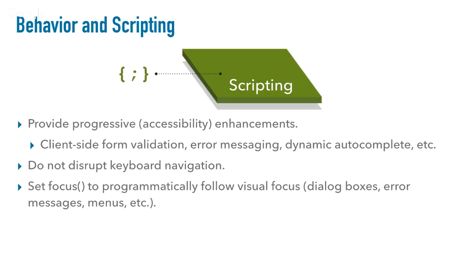We need to make sure we don't break keyboard accessibility. Very often that's a problem with these types of dynamic content or dynamically generated things within the page, particularly single page applications. We may need to use scripting to enhance accessibility to allow programmatic focus to follow the visual focus. When a dialog box opens, set focus to it. When it goes away and is dismissed, set focus back to something else logical in the page. Error messages, menus, things like that. The accessibility of them can be significantly enhanced with scripting if we do it correctly.